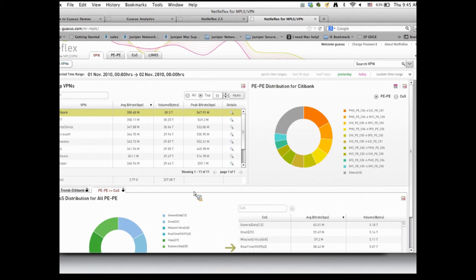okay, which customers' VPNs consume the most tonnage? What is the peak bit rate for each VPN? What is the distribution of tonnage for a customer by PE pairs? What is the distribution of tonnage for a customer by class of service? And I can flip it around and say, give me the top tonnage used by the current class of service. Who are the top consumers of real-time class of service? Which PE pairs are they using?